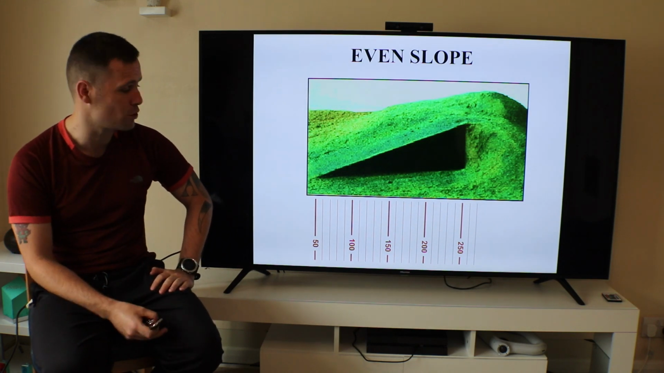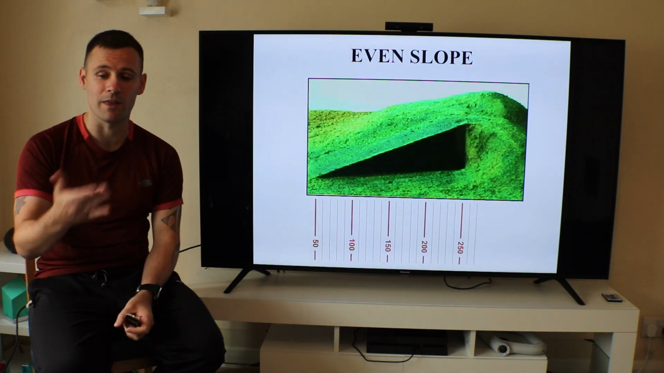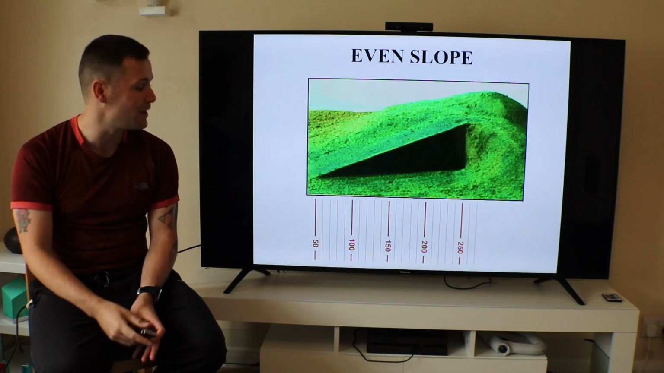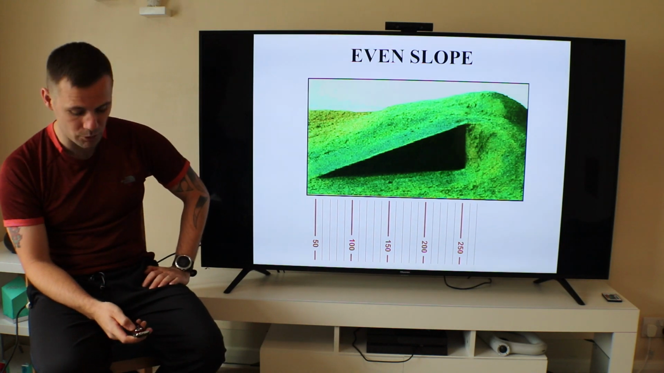When you're looking at contours, you need to look at the numbers as well. You could be looking at a contour and think, oh, that's a hill, but look where the numbers are going, because they might be going downhill. So make sure you're reading it properly. As you can see here, this is gradual. It's going up, up, up, up to 250 metres.